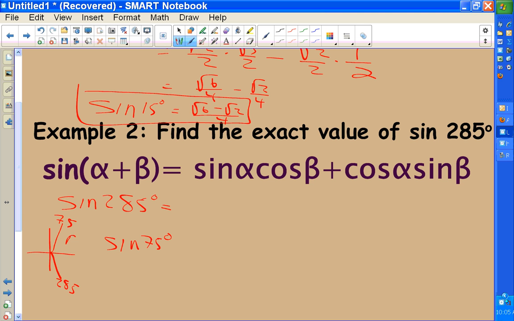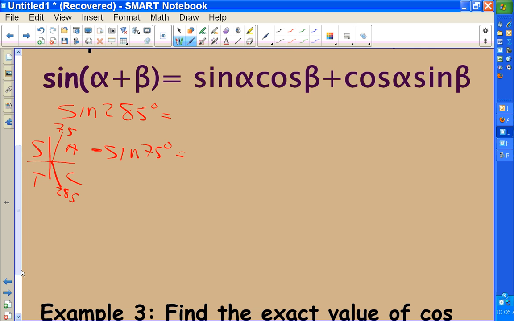Then you need to remember All Students Take Calculus and realize what? It's negative. So it's the opposite of the sine of 75 that we want to deal with. Now you've got to be really careful with this stuff. That negative right there is going to cause some issues. How are we going to deal with 75? Because most of you haven't memorized your values for 75.